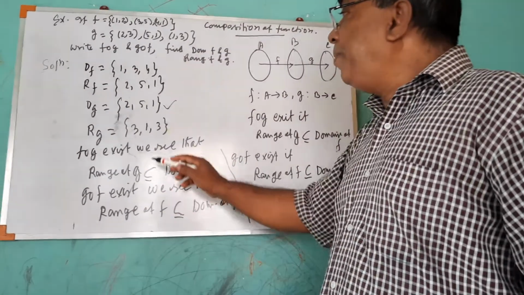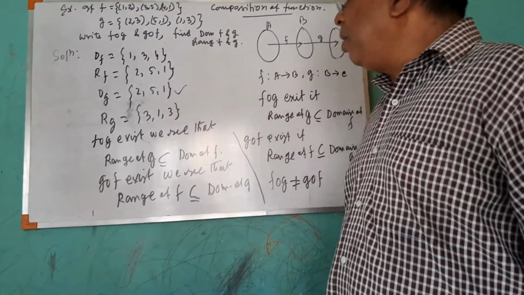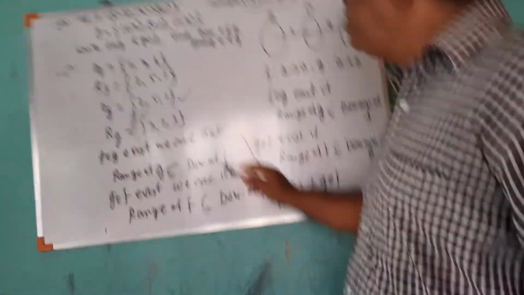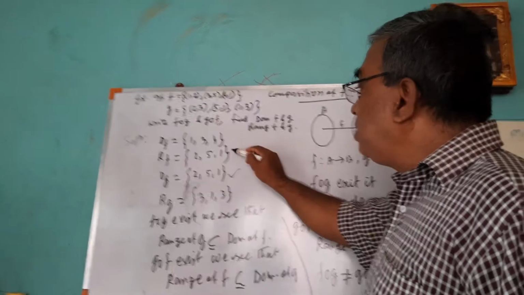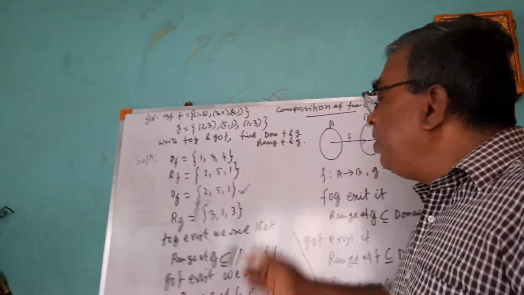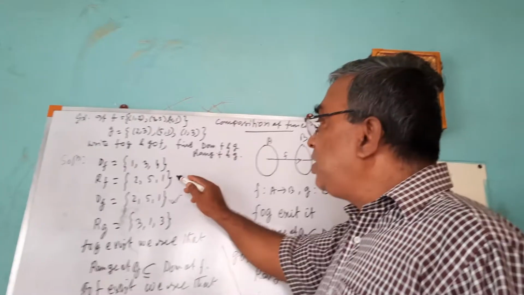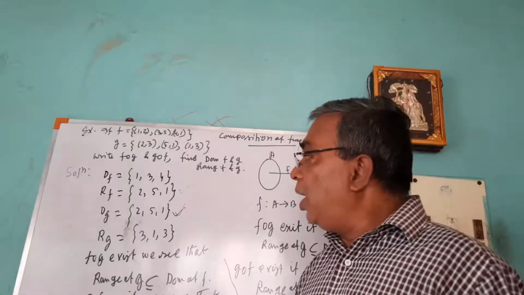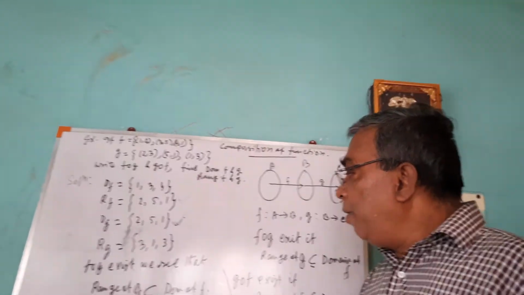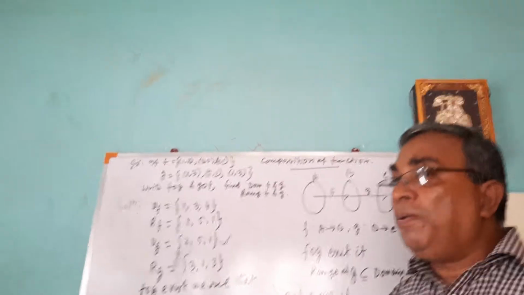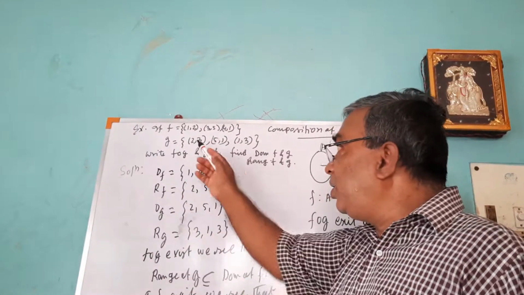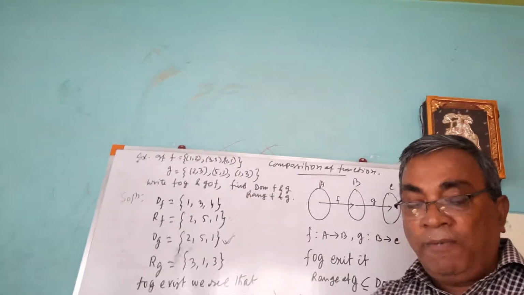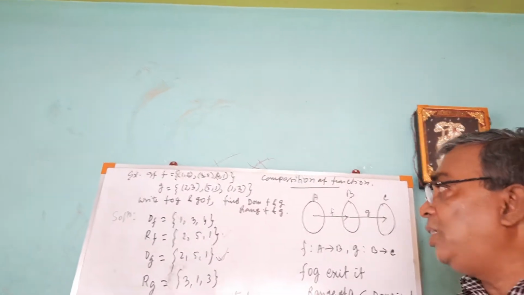Once again, range of F. What is range of F? 2, 1, 5. What is domain of G? That is 2, 5, 1. So that means this is a subset of this. Every set is a subset of itself. So we can say this is a subset of this. Okay? Understand? So we can say F O G and G O F both exist for these functions. That means we can find F O G and G O F.